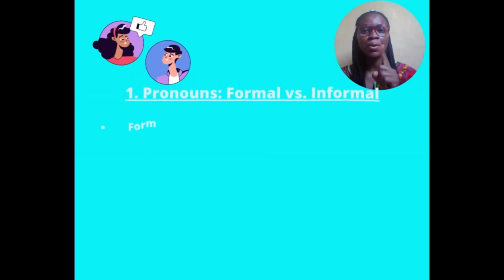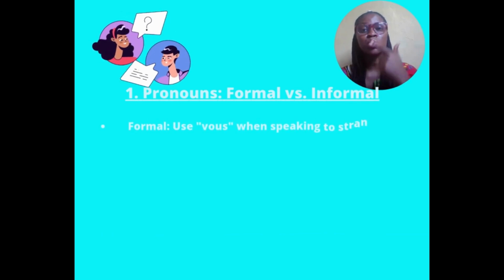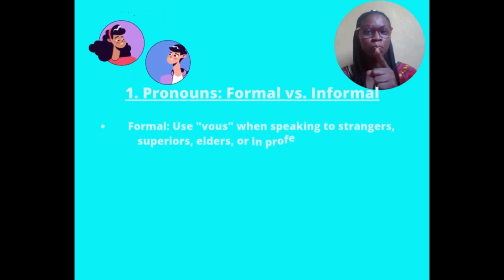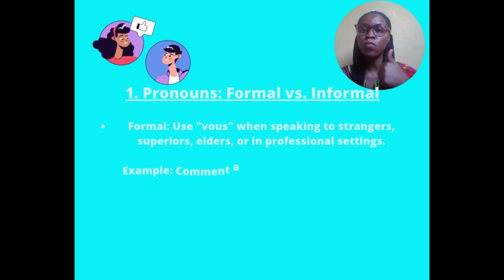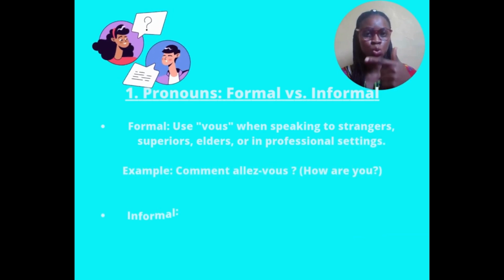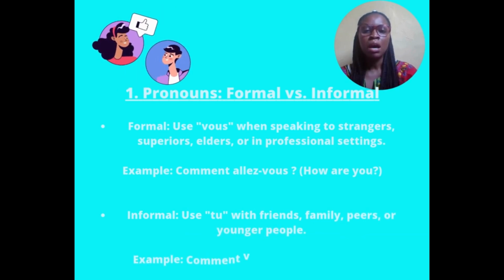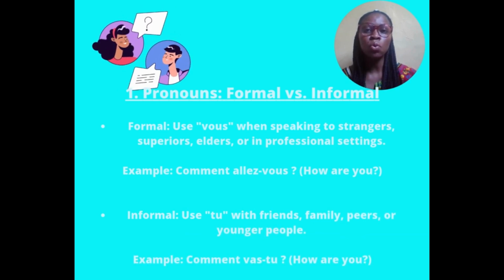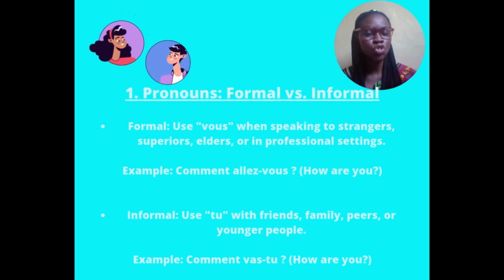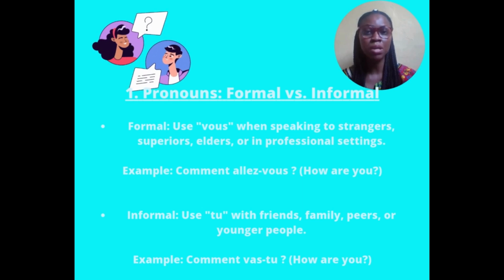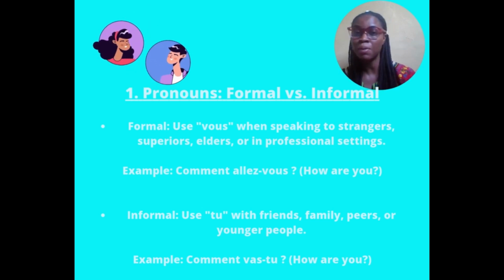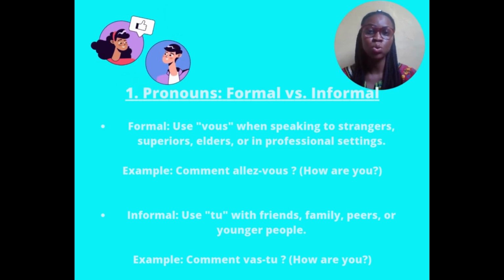Guide number 1, pronouns. There are 2 pronouns in French that say you. The first pronoun is vous, and the second pronoun is tu. These 2 pronouns both say you. When do we use them? We use vous when we're addressing strangers, superiors, elders, or in our workspace in professional settings. But we use tu when we're with friends, family, peers, younger persons. And even God, we use tu for God as well.